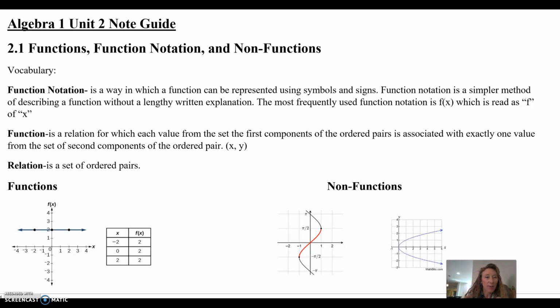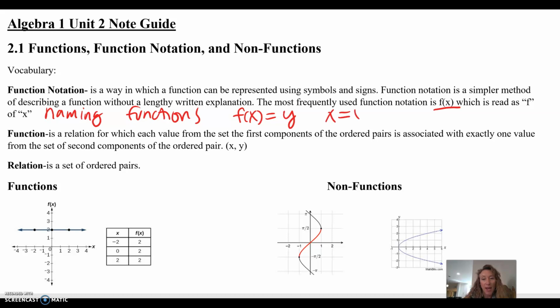So we want to start by looking at our vocabulary and think about what these different words mean. Function notation is just a way of naming functions. We'll typically call them f of x, meaning the function f, where x is the variable. We'll plug in numbers for x and get out y. f of x is equal to y. That's super important. And we might also have g of x or h of x or other names.